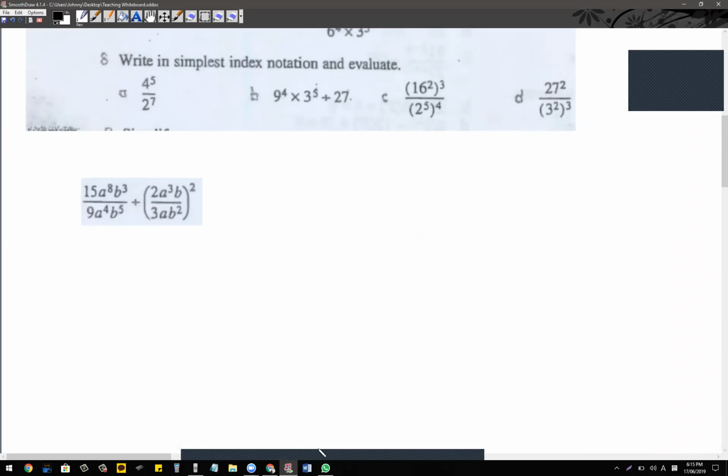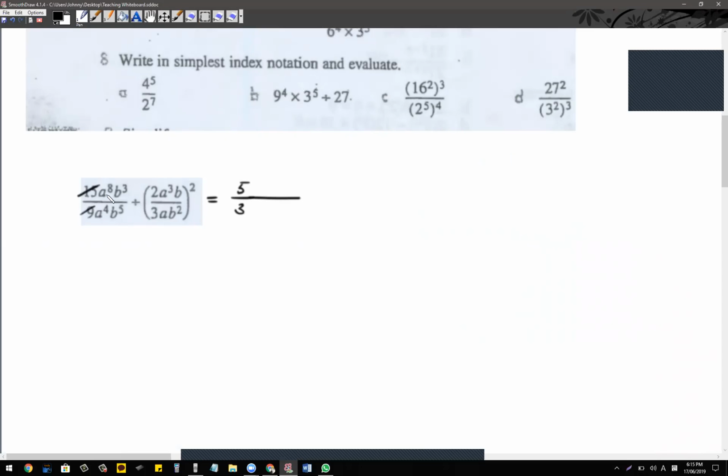So this one here is 15a^8b^3. You can actually simplify this one first if you want. Divide both sides by 3, 3, 3. Then you get 5 over 3.